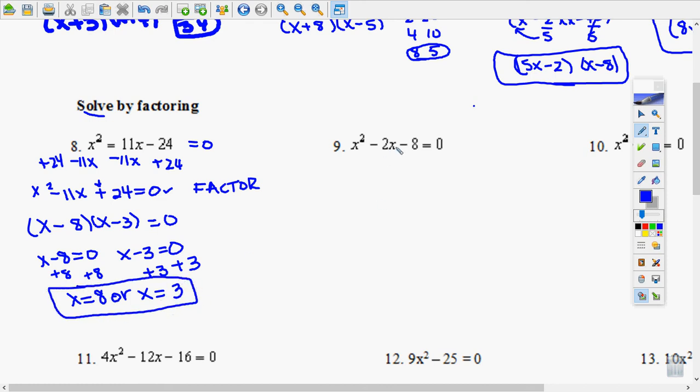All right, number 9, it's already set equal to 0, so we're ready to factor. What two numbers multiply to make 8, but subtract to make 2? And that would be 4 and 2. Take each factor and set them equal to 0 and solve for x. Oops, equals 0. Sorry, getting ahead of myself.